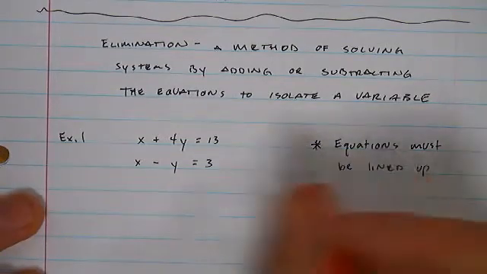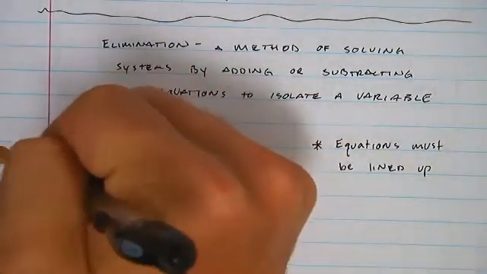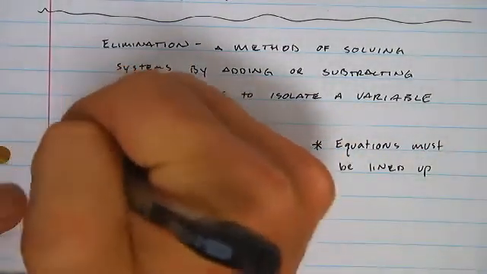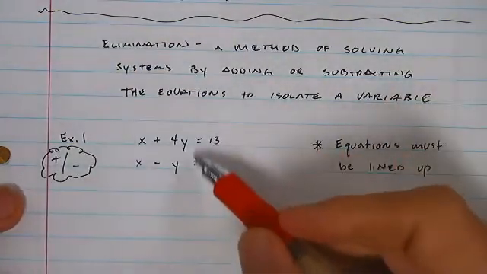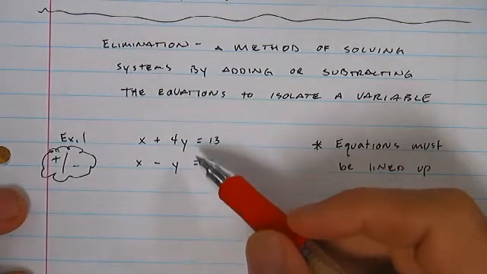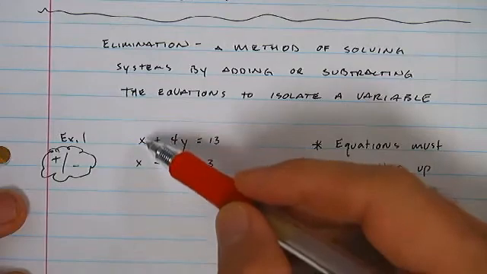But when I look at this system, I have to decide, I have to think about, do I add or subtract? So if I look at this, and I want to get rid of a variable by adding or subtracting, I notice that the two x values are the same.